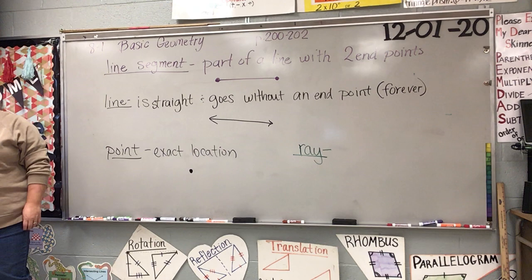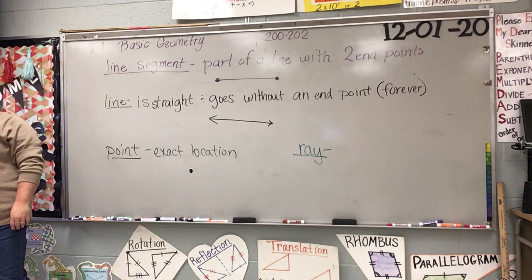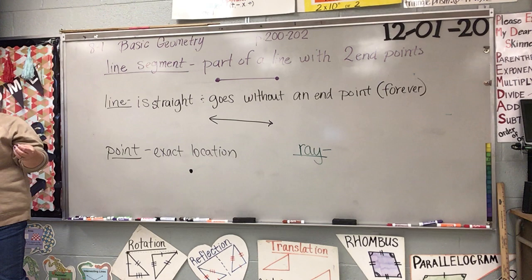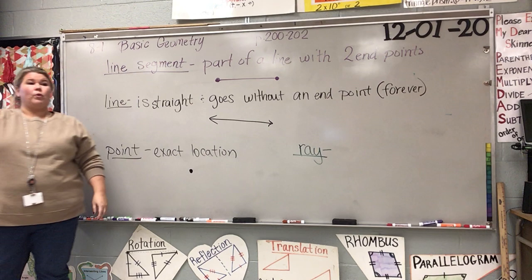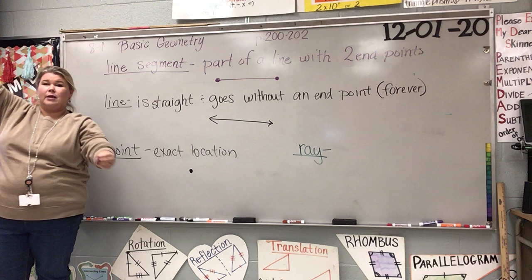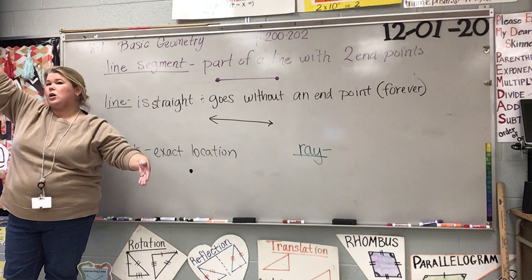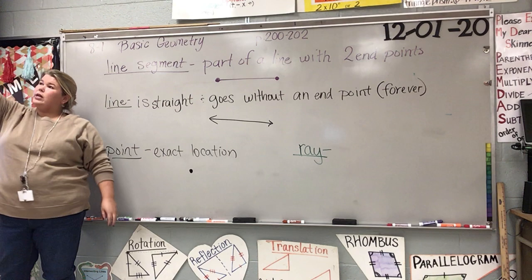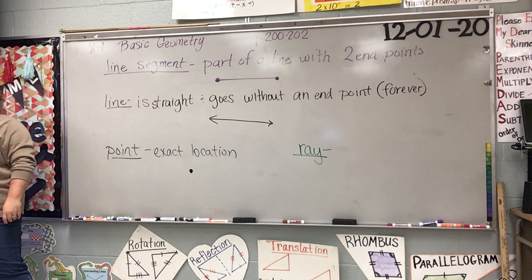Have you ever heard of a sun ray? Yes. What does that mean? It's a beam of light. It comes from the sun down. It has a starting point, which is what? The sun. And then comes down. It goes forever. It penetrates the earth and goes forever. So a ray is what? If it has a starting spot and then goes forever. How would we say that? A ray starts and never ends. Okay, has a starting point, never ends.